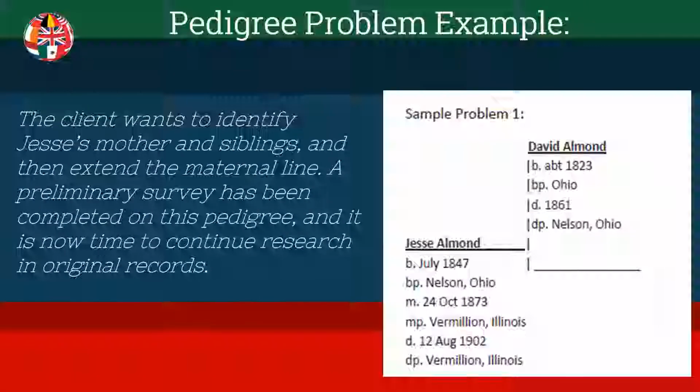Here's an example of a pedigree problem. The client wants to identify Jesse's mother and siblings and then extend the maternal line. A preliminary survey has been completed on this pedigree and it is now time to continue research in original records. So if you were given this story problem and this pedigree, it would be up to you to create a research objective from the information that has been given, remembering to use the complete names and to be using the dates and places.